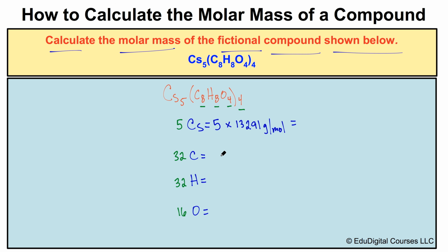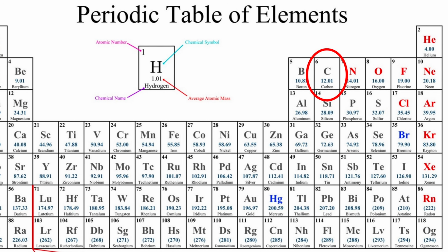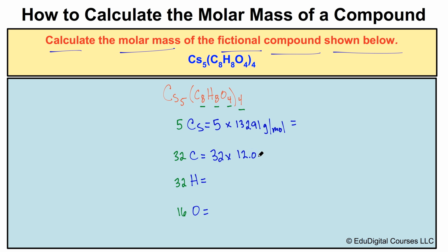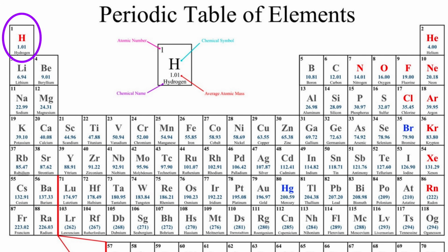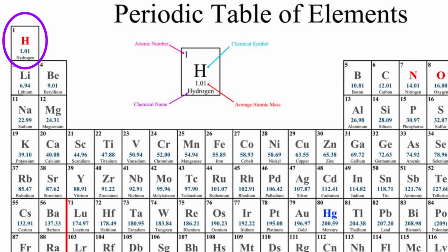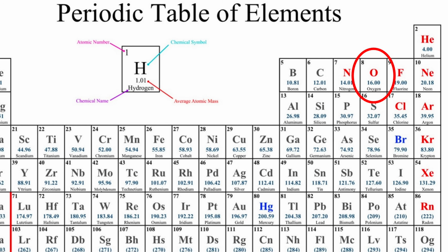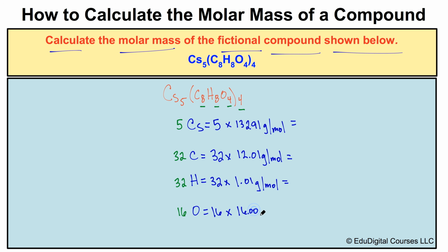What about right here? We have 32 carbons. So we're going to take 32 times the molar mass of carbon on the periodic table, which you can see is 12.01 grams per mole. And we have 32 hydrogens, so we're going to take 32 times the molar mass of hydrogen, which you can see is 1.01 grams per mole. And we have 16 oxygens, so we're going to take 16 times the molar mass of oxygen, which is 16.00 grams per mole.